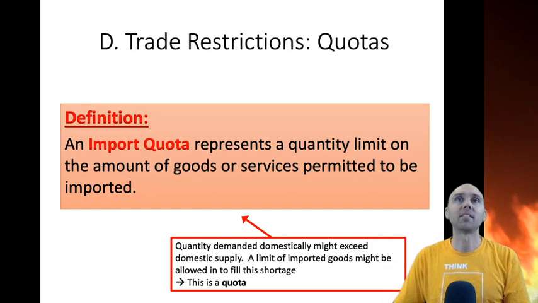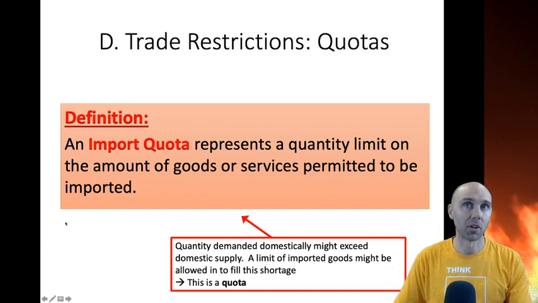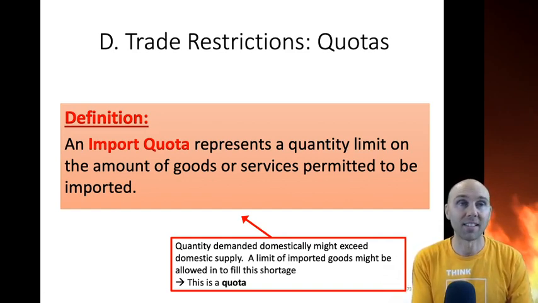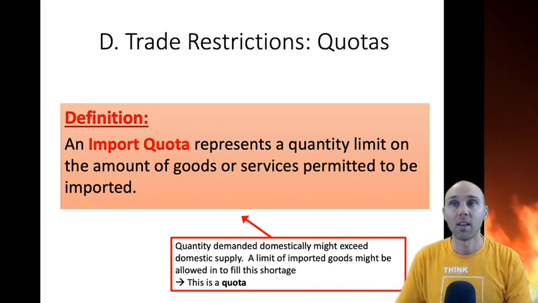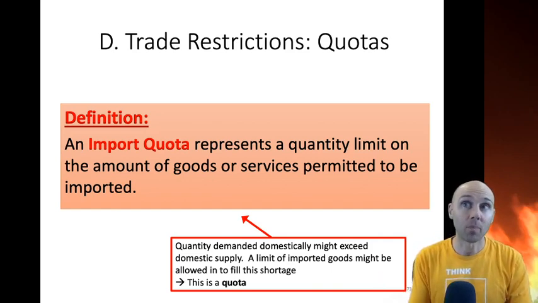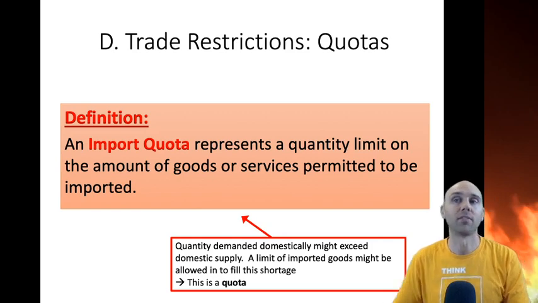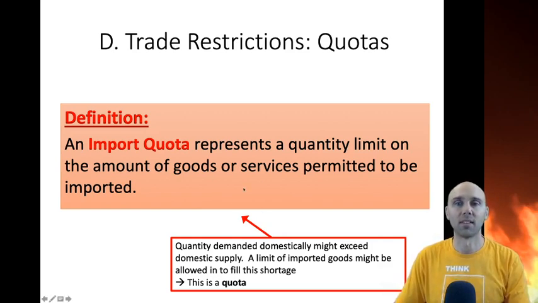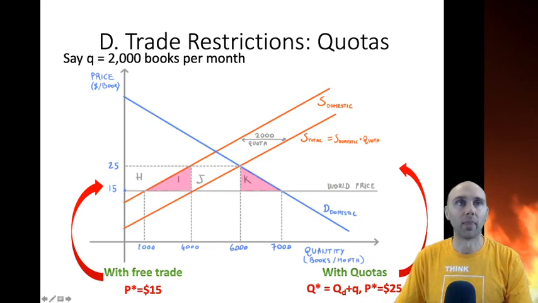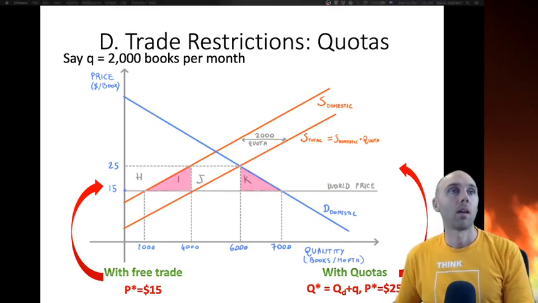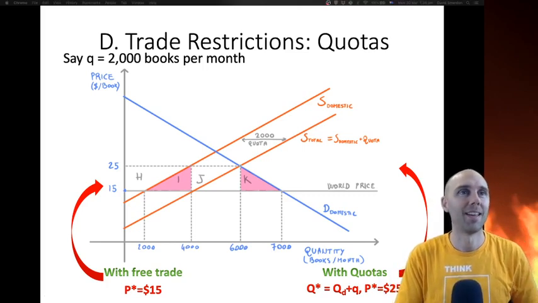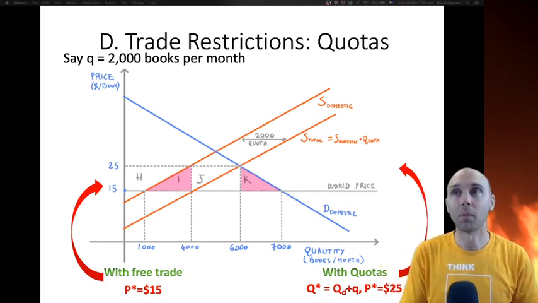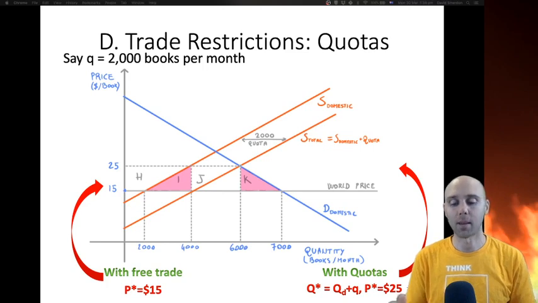A quota is something a little bit different. It represents a quantity limit on the amount of goods or services that are permitted to come in. Now, the quantity demanded domestically might exceed the domestic supply, and then you might let some imported goods in to fill that shortage, and that's what a quota is. Let's see another example looking at the book market. This example from the book has been purposely chosen to mimic the example we saw before in the case of tariffs so that you can compare the two.